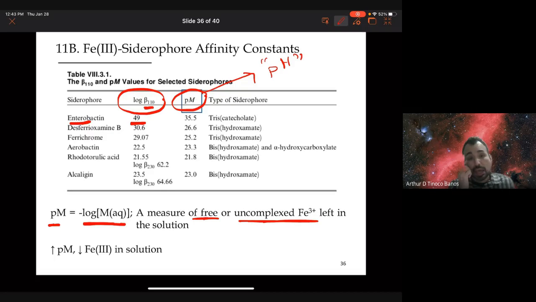And that gives you a gauge of how much, another way of measuring the affinity. So the higher the pM, the lower the amount of iron that's going to be in solution. All right, so that's a way that you can actually compare one type of siderophore versus another.